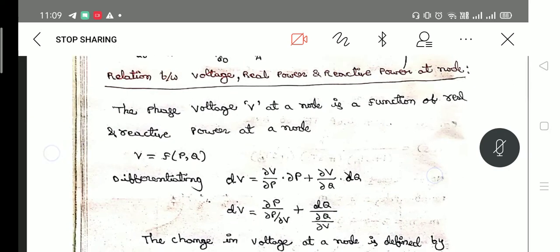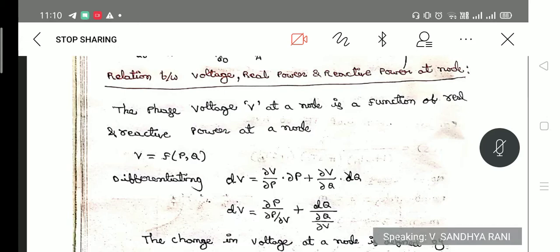Next topic is the relation between real power and reactive power at a node. It is very important in this unit. The relation between voltage, real power and reactive power at a node. In this case, I am taking the node voltage as a function, V is equal to a function of P and Q, a function of active power and reactive power.